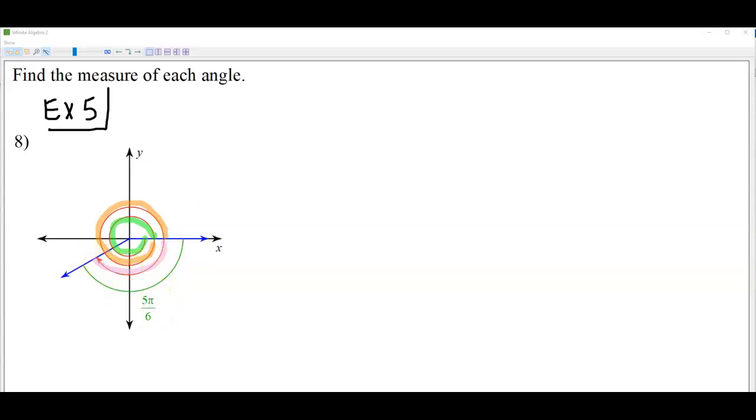So basically I have 2 pi as orange. That's the orange circle. I've also got another 2 pi from the green circle here. That's another full circle. And then for the pink portion here, what's given to us is 5 pi over 6. So we just need to add all 3 of those together, and we will be done. So putting these together first, because they already match, is 4 pi.